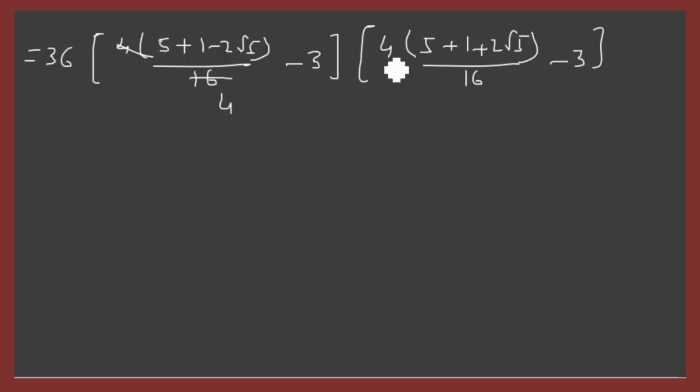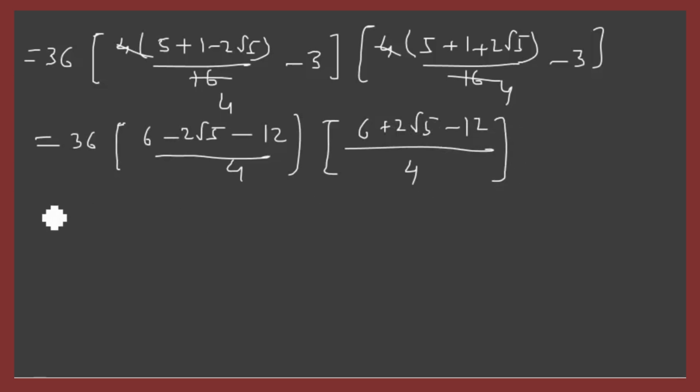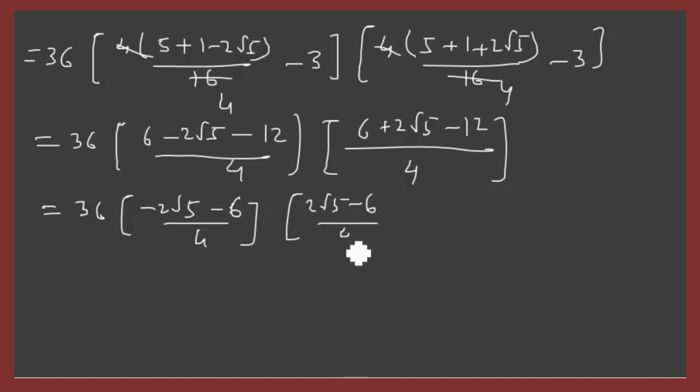So this is 4 times, cancel this out, so this is also 4 times, so this is 36, right? Write this as 6 minus 2 root 5, and minus 12 divided by 4, for this bracket. And for this bracket take the LCM 4 here also. So 6 plus 2 root 5, minus 12. Simplify this: 36, here we have minus 6, so you can write minus 2 root 5, 6 minus 12, so minus 6 by 4. And for this part, this is 2 root 5 minus 6 divided by 4, fine.